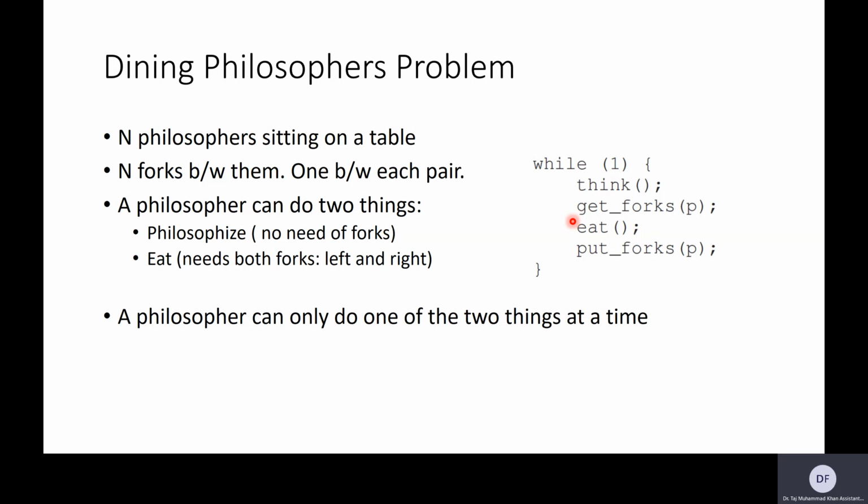After eating, it will call put forks, which will release those forks. Once one philosopher has acquired a fork, if another philosopher wants to acquire that fork, we should not let it. We should make it wait until the first philosopher releases the fork. Only then can the second philosopher acquire the fork. This kind of waiting mechanism we have to implement in this problem.